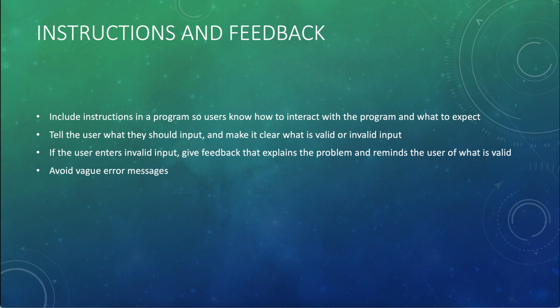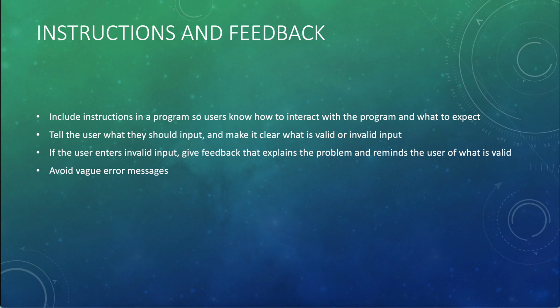So in Flowgorithm, you can use the output shape, the output keyword, just to display a message. It doesn't always mean that that is the end result of the program. Output just means that you're displaying something to the screen. So you can use that to give the user instructions before they even put in any input.